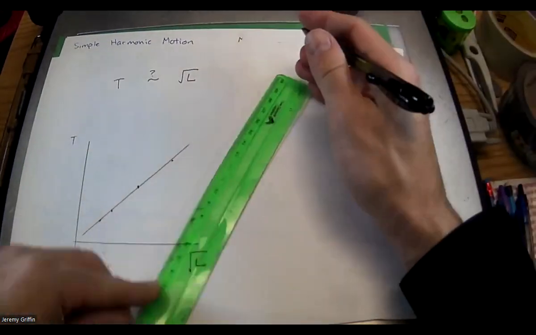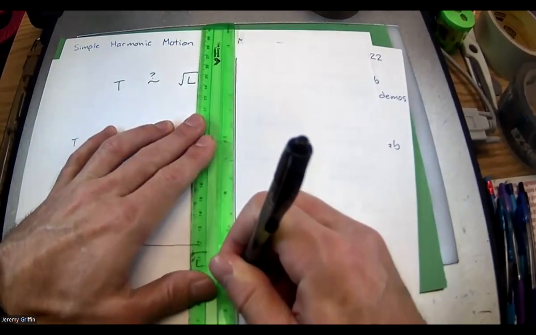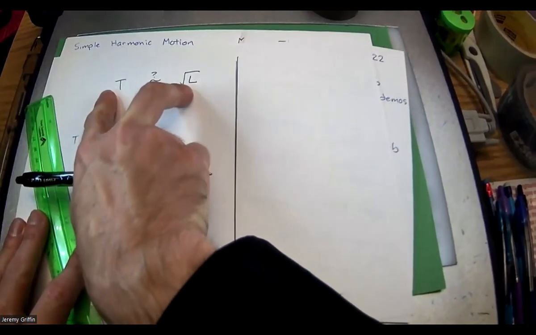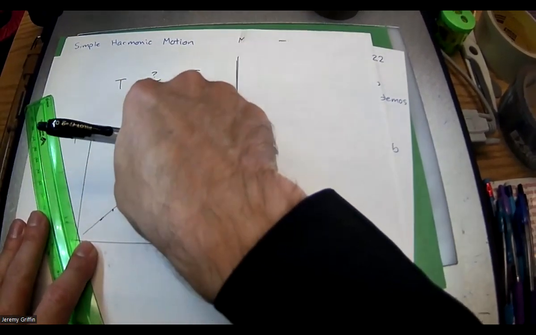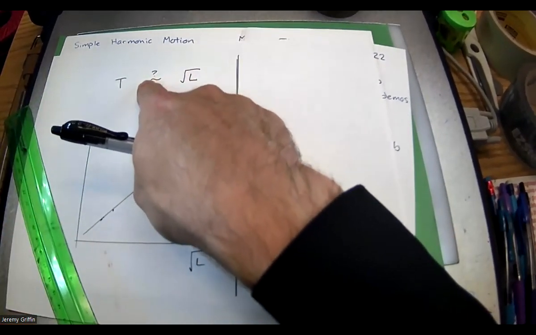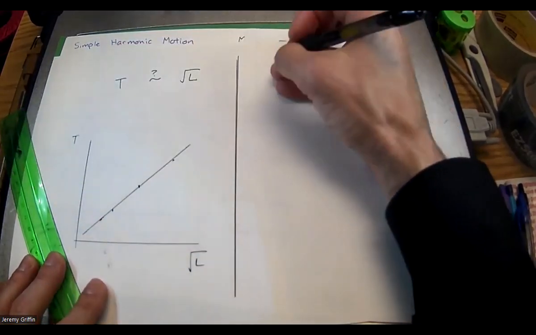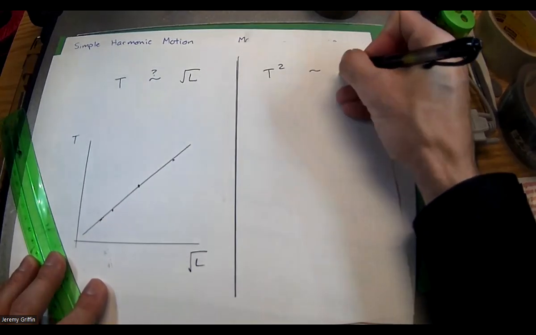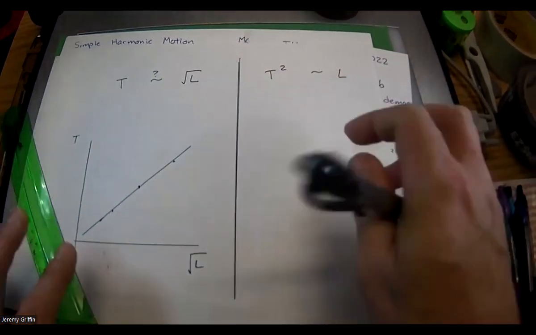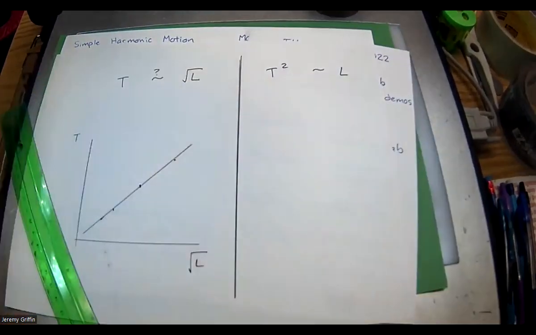Alternatively, and here's a skill you have to have for AP, could you square both sides of this? Notice that proportionality, think of it kind of like equals, but I'm leaving off part of the equation. There might be a little bit more to the equation. Could I square both sides and say time squared is proportional to the length? It says the same thing.